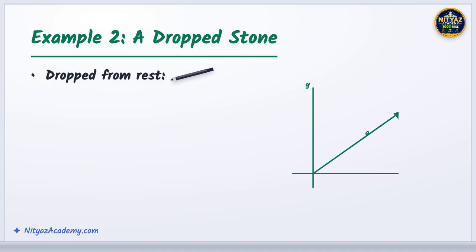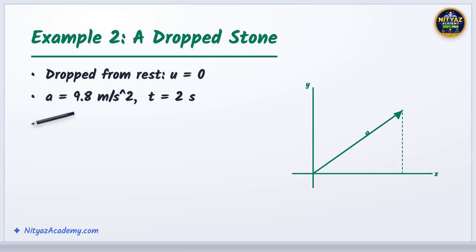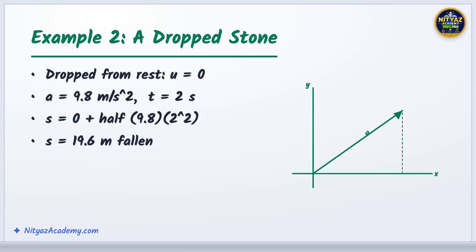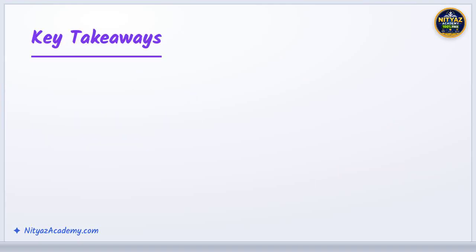Now drop a stone from rest off a bridge. Its starting velocity is 0, and gravity gives it 9.8 meters per second squared downward. After 2 seconds, displacement equals 1/2 times 9.8 times 2 squared. That works out to 19.6 meters. So in just 2 seconds, the stone has already fallen nearly 20 meters.